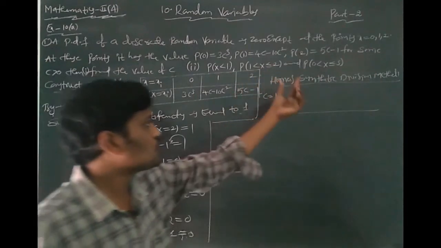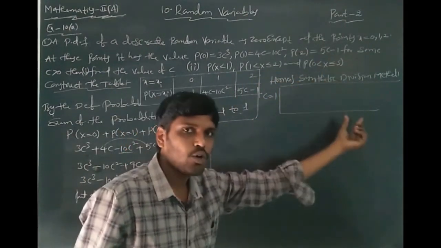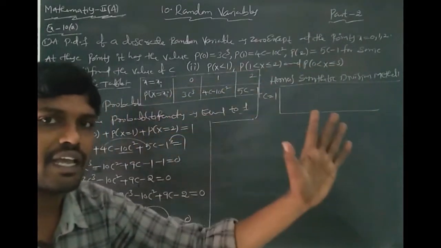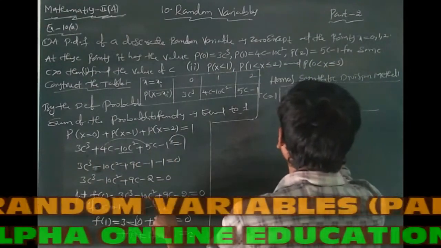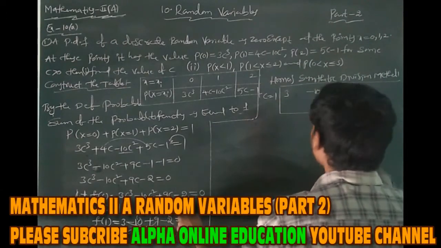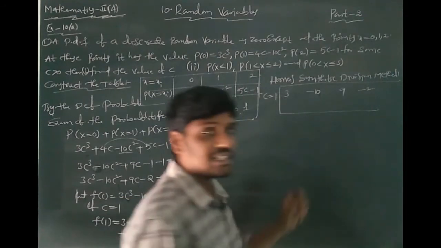You can write the C cube coefficient, C square coefficient, C coefficient, and constant coefficient in descending order. The C cube coefficient here is 3, the C square coefficient is minus 10, the C coefficient is 9, and the constant here is minus 2. You can write it this way.